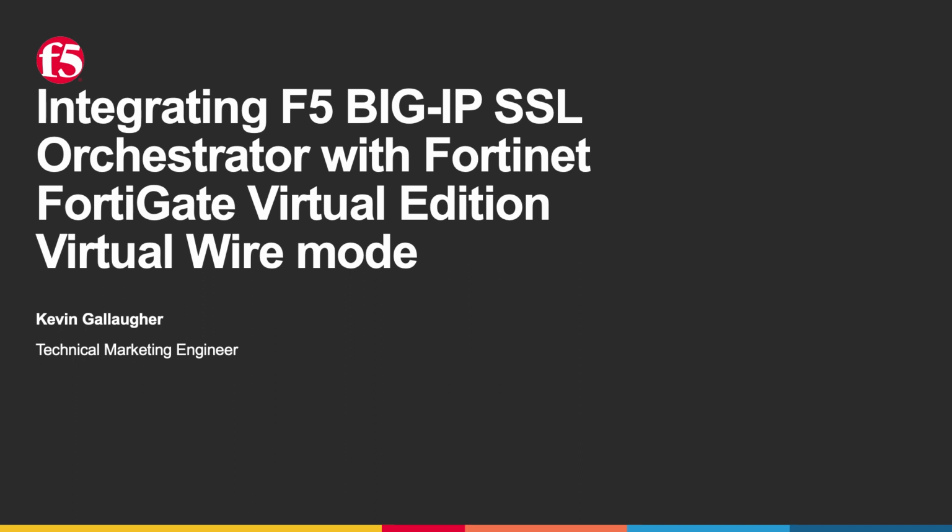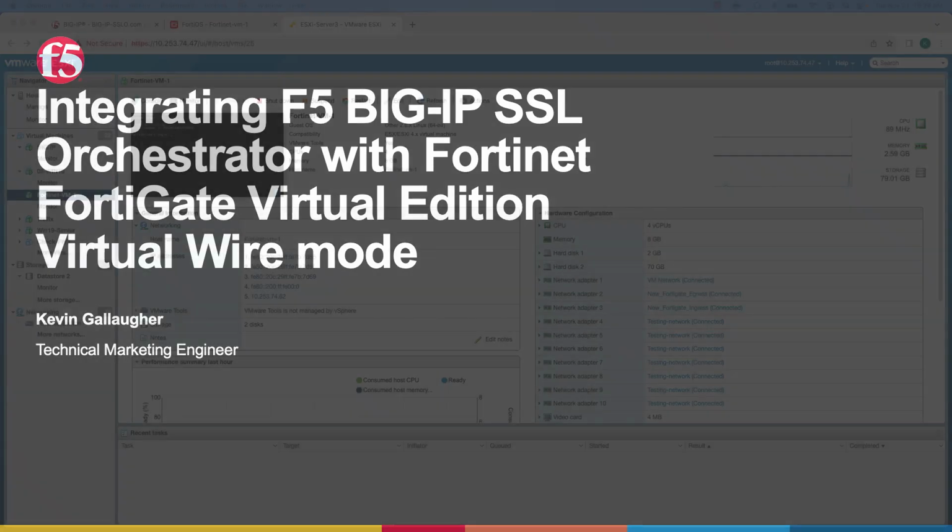So this demo assumes that you have SSL Orchestrator configured with a topology and a service chain. In this example, we'll be using BIG-IP version 17.1, SSL Orchestrator version 11, and FortiGate version 7.2.6. This will be deployed on VMware ESXi version 6.7.